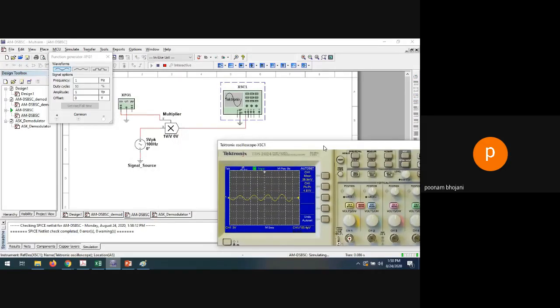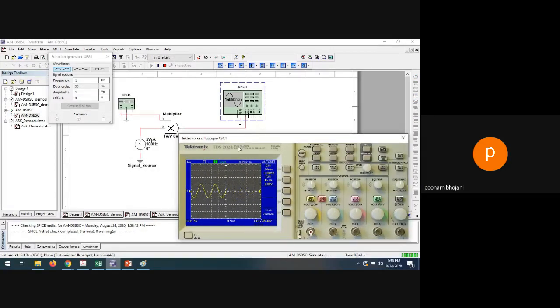So I have connected channel 1. Okay, just a minute. And let me connect all the channels so that you can see it properly as you have seen in the animation. So let us connect channel 1 to the message signal, channel 2 to the carrier signal, and channel 3 to the output of the multiplier.